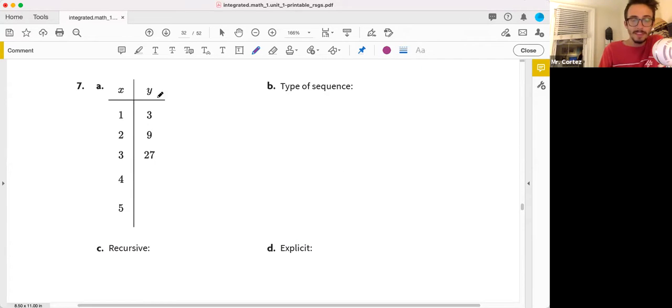So let's look at 7. You'd be wild if you kept saying that this kept adding 6, because there's no way it does. 9 plus 6 doesn't get you 27. So let's start fresh.